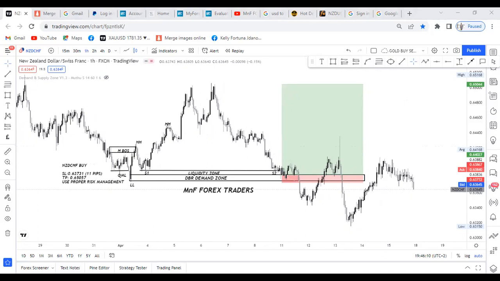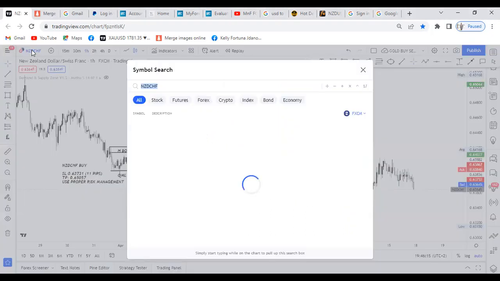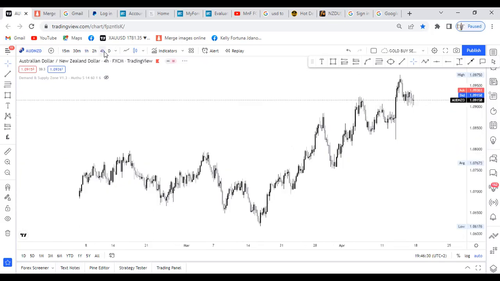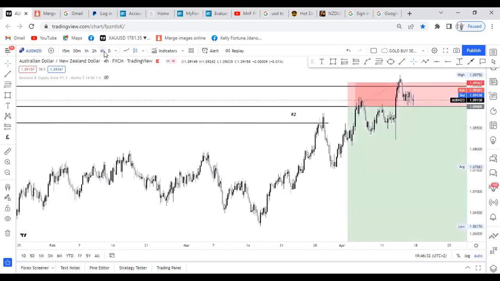Another trade was, let me show you, the AUD NZD. This one was a break-even trade. Let me show you. Okay, let me just see. Okay, so if you look at this.